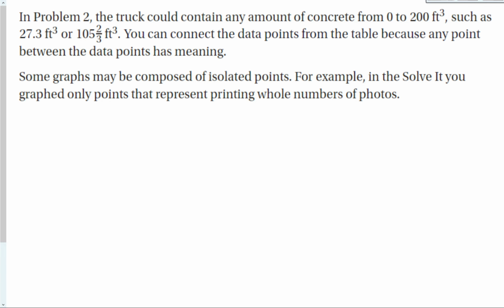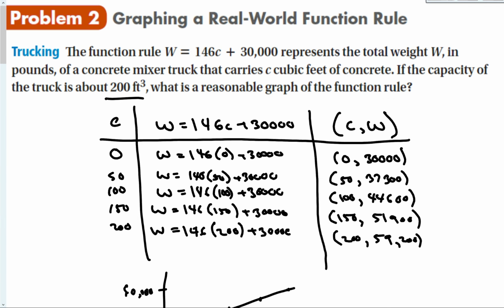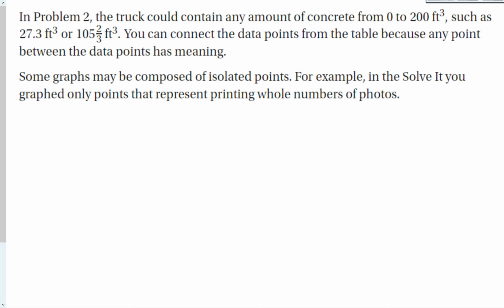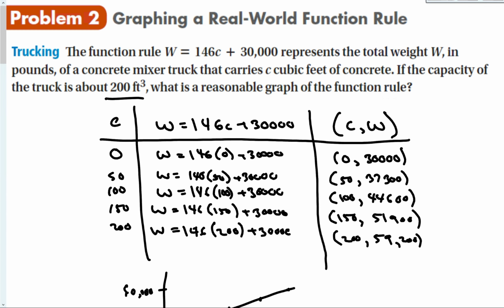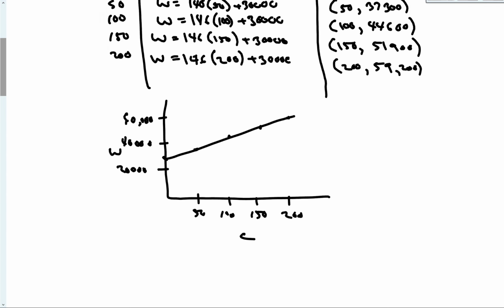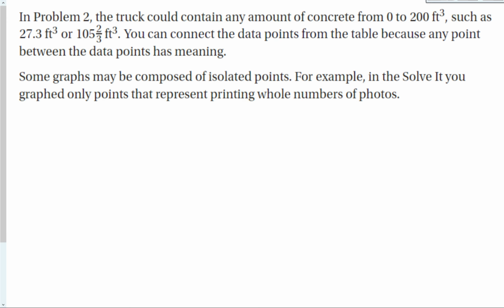Okay, so back in this problem right here with my truck. The truck can contain any amount of concrete from 0 to 200 cubic feet of concrete. So we could have had 27.3 cubic feet. We could have had 105 and 2/3, right? Any place on this line, the function is defined. So we could have any amount of concrete, and that makes sense too. You're filling up a truck, you could have any amount of concrete in there, right? You could stop filling it up whenever you want. You just can't go over 200 because that was the max.